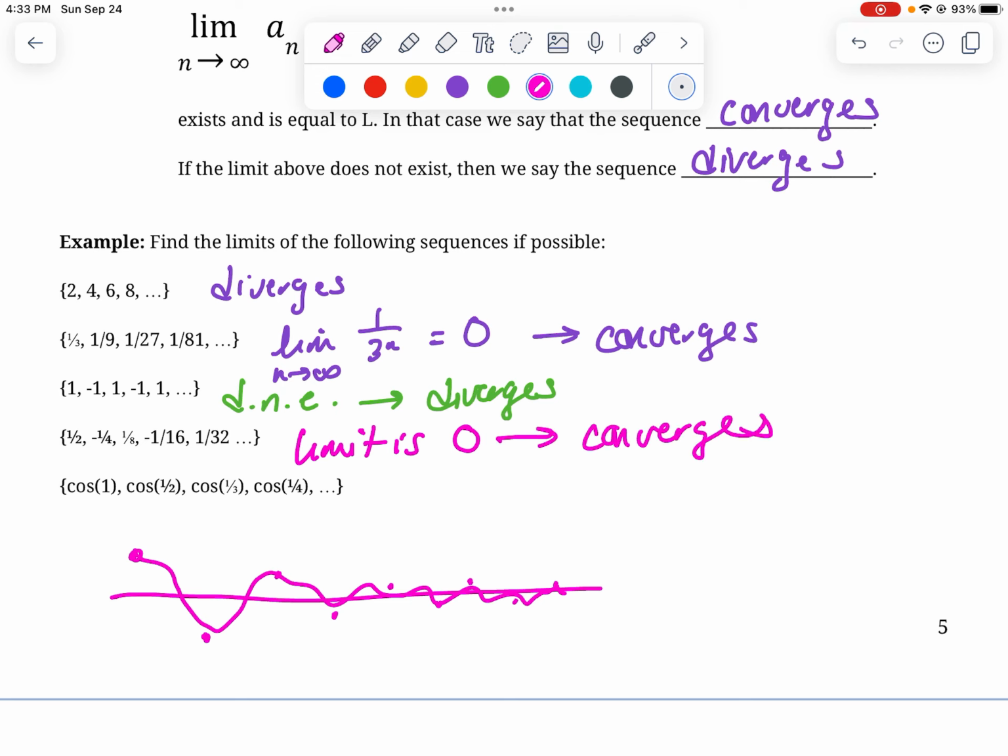And then the last one, the argument of the cosine function is getting smaller and smaller. So we're approaching cosine of 0, and cosine of 0 is 1. So the limit of this is 1, which means, again, we have something that converges. Basically, if a finite limit exists for the sequence as n goes to infinity, then we say that sequence converges. Otherwise, we say it diverges.